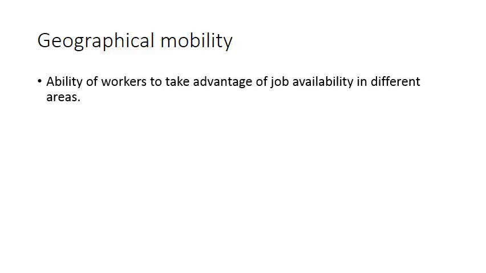The second type of mobility to consider is geographical mobility. It's quite straightforward, as the clue is in the name. It's to do with the ability of workers to take advantage of where there are different jobs in different areas of the country. So there might be one area of the country that's doing very well, where there are more available jobs, and an area where it's doing less well. Can the workers get to where the available jobs are?